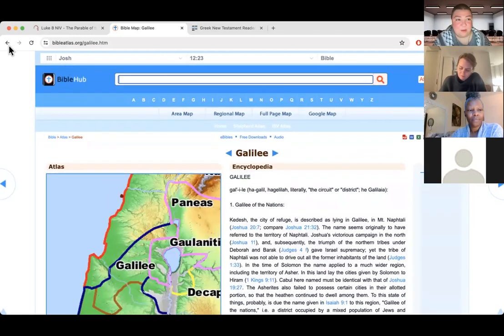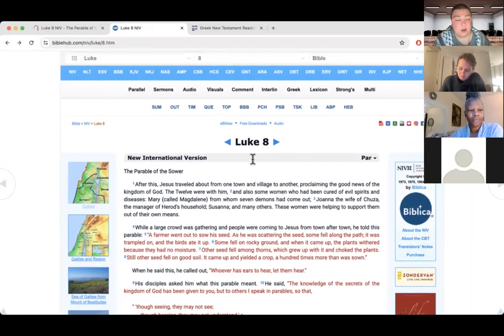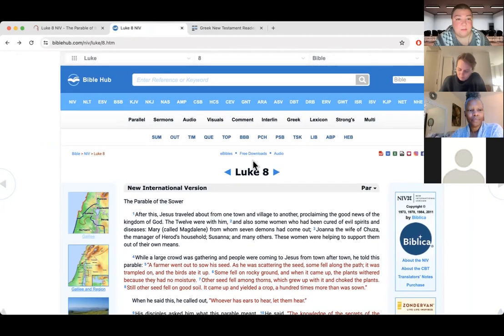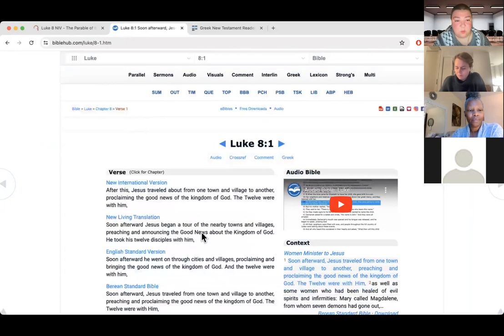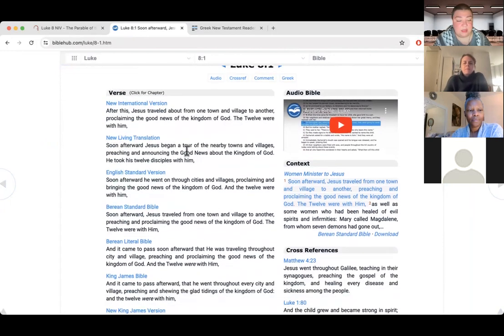Okay, let's go back to Luke 8. When you are looking at specific verses, if you see this menu bar here at the top of the page, you can use this tool up here called Parallel. Let's click on that. Luke 8:1. On the left-hand side, we have the major Bible versions of Luke 8:1 in English. You can make comparisons with them.